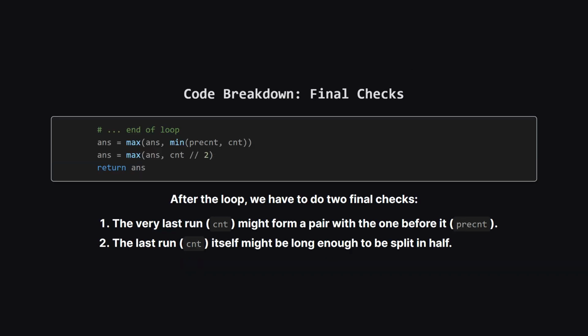After the loop finishes, there are a couple of things left to do. The loop only updates the answer when a sequence breaks. So the very last run in the array never got a chance to be compared. We have to do that check one last time. We compare the final previous count with the final count. And we also need to check that second case we talked about. Can this last run be split in half to give us a good answer? We check that, update our answer one last time, and then we're done.